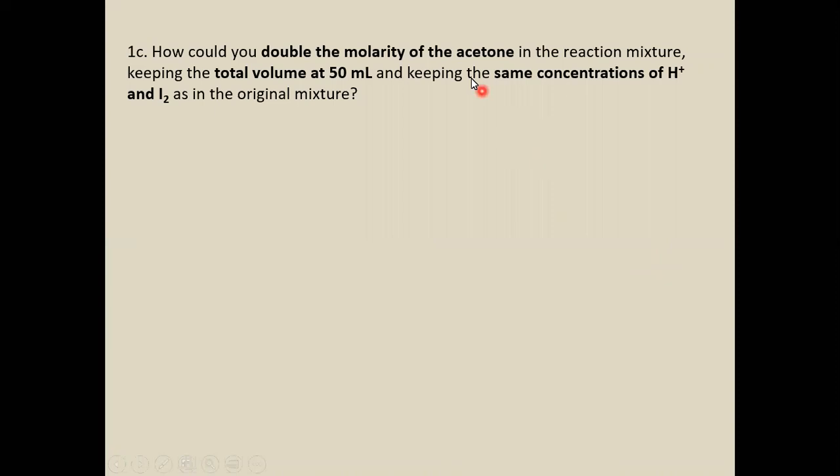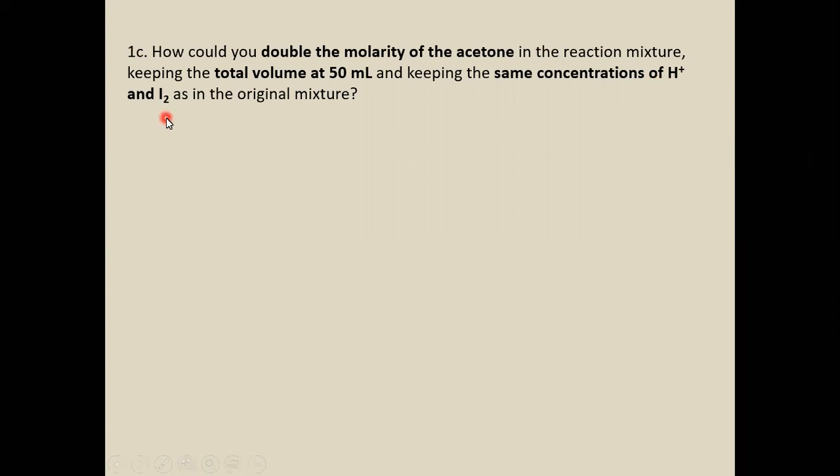Okay, now we want to ask ourselves how we could change that reaction mixture just a little bit. Now we want to double the molarity of the acetone in that reaction mixture, but we still want to keep our total volume at 50 milliliters. And we do not want to change the concentration of our other components. So our hydrogen ion concentration should remain the same, and our iodine concentration should remain the same.